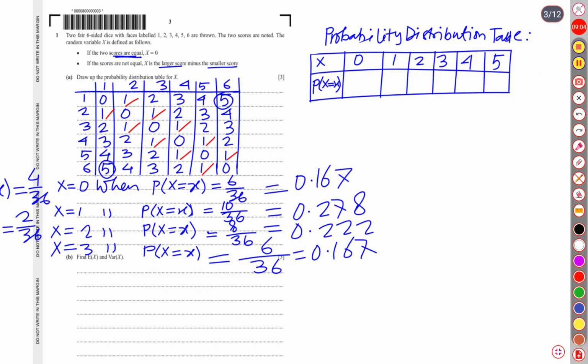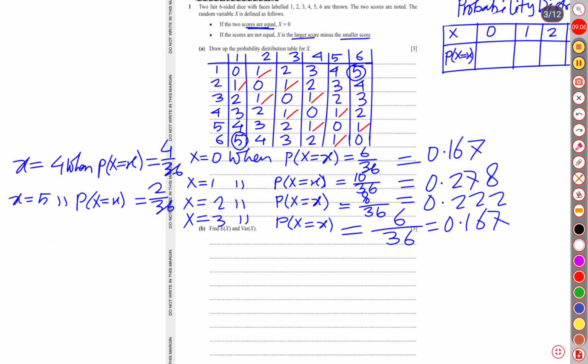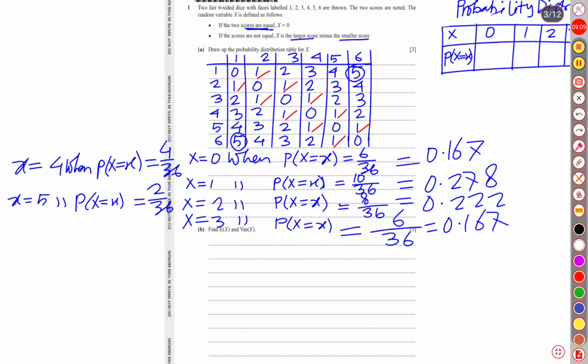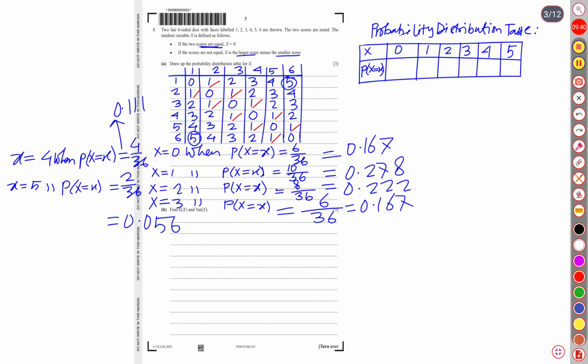Then the remaining two probabilities: when x is 4, what will our probability be? When x is 2, the probability is 2 over 36, which is 0.056. And when the probability is 4 over 36, it is 0.111. So we will just insert these values in our box.